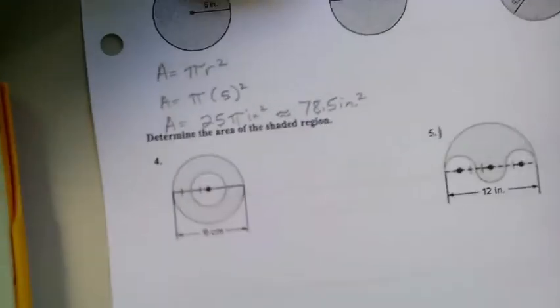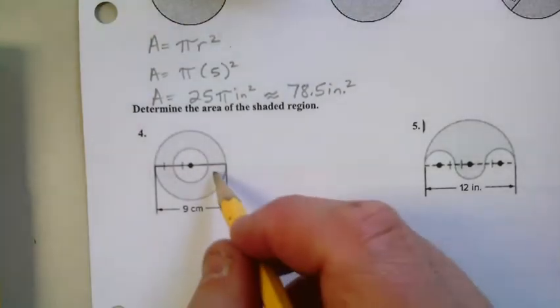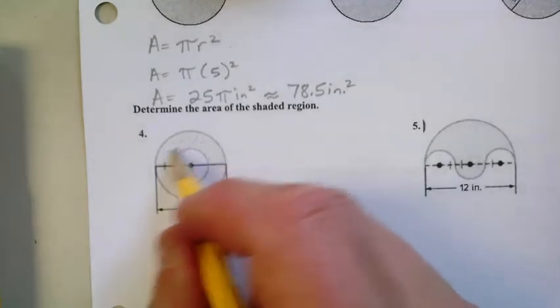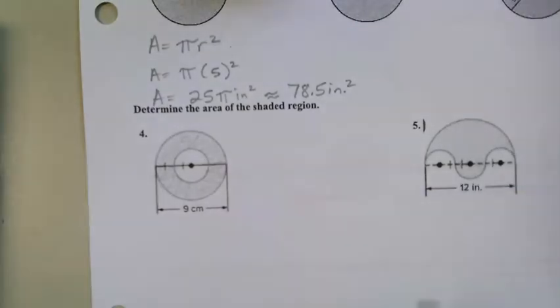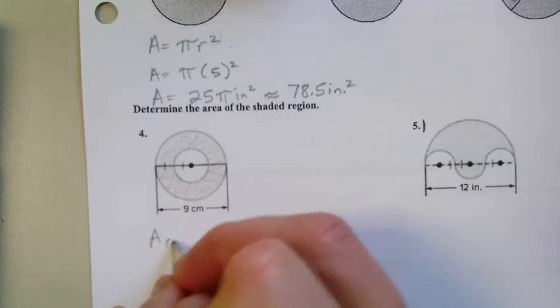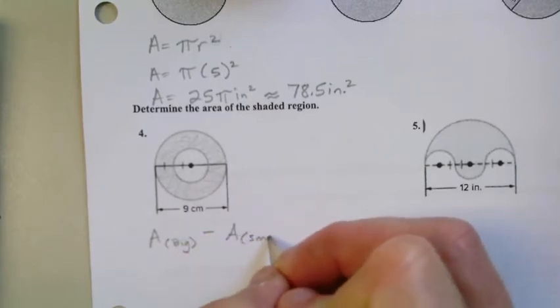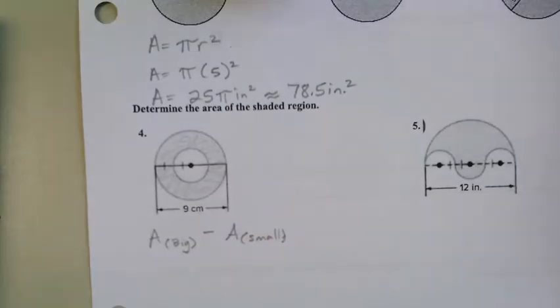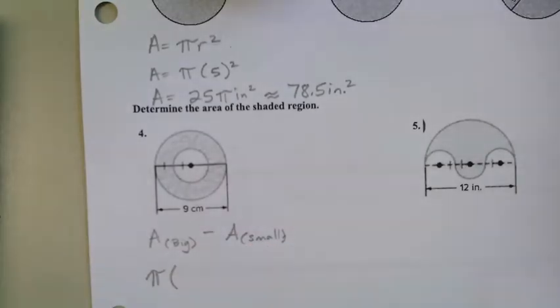Now, as we look down numbers 4 and 5, we have to get a little bit more creative, okay? A little more in depth. How are we going to find the area of this shaded region right here, this outer ring, okay? Well, I guess I'm hoping what you are thinking is if we take the area of the big circle, and subtract out the area of the small circle, what's left over is going to be the area of the shaded region, okay?